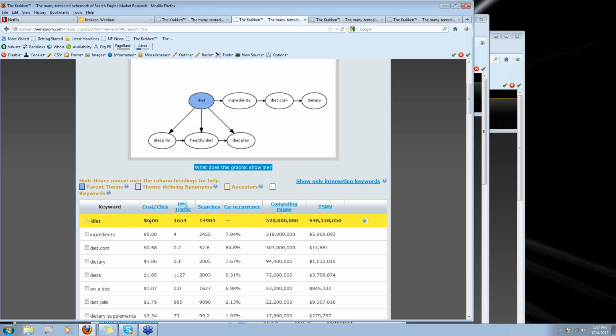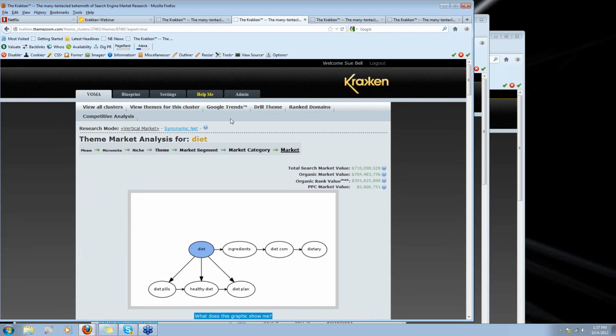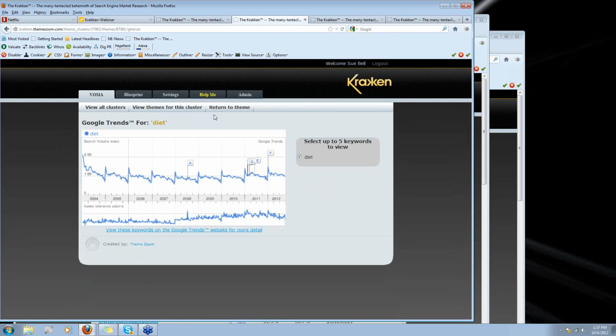No, it's not a different data center. It's actually the fact that it's been several months. We'll go to Google Trends, and this will show you the trends. Now this is the search trend for diet.